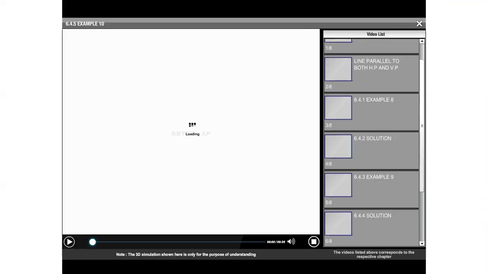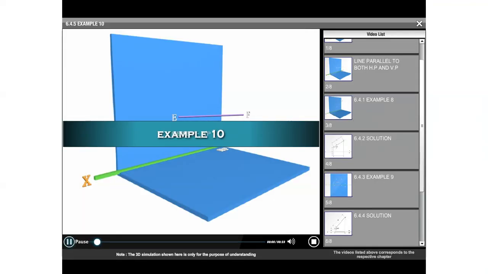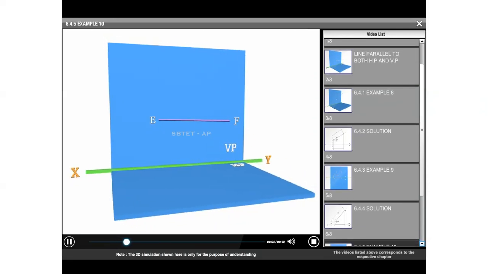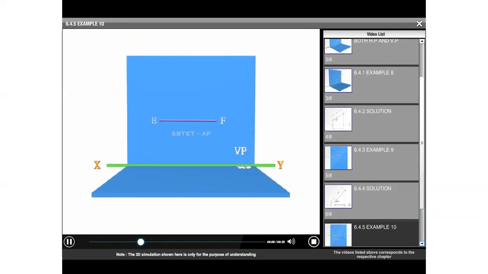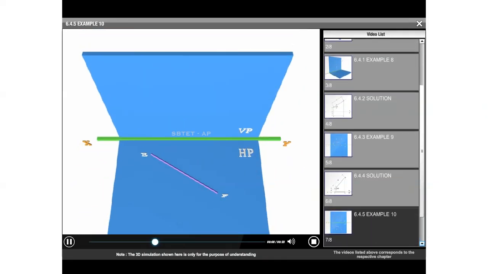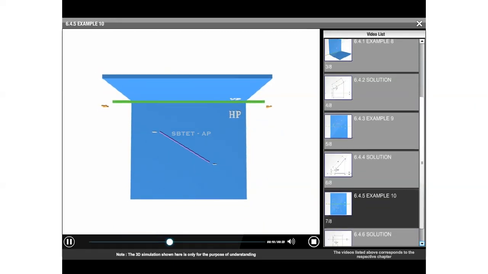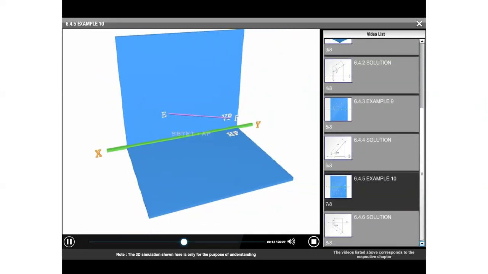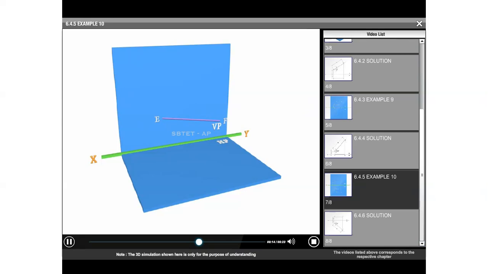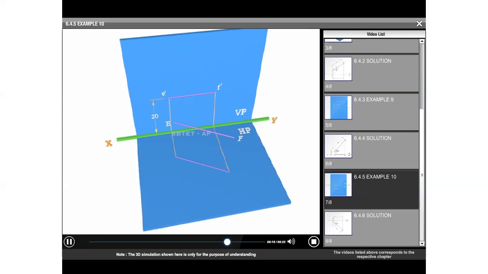Example problem 10. In this, the line EF is of length 60 millimeters, which is parallel to HP and inclined at 40 degrees to the VP. The end E is 20 millimeters above HP and 15 millimeters in front of VP.